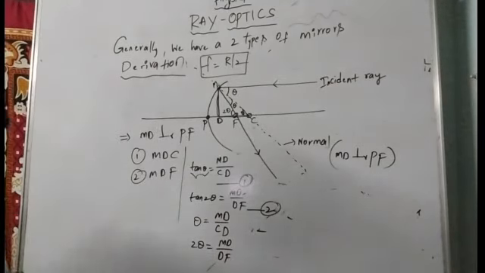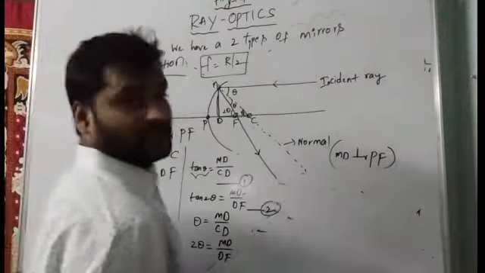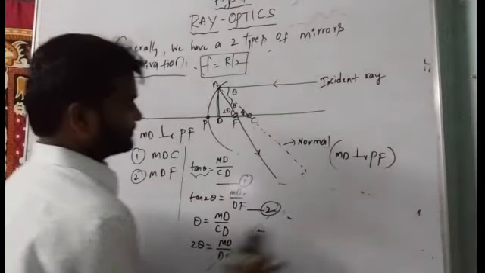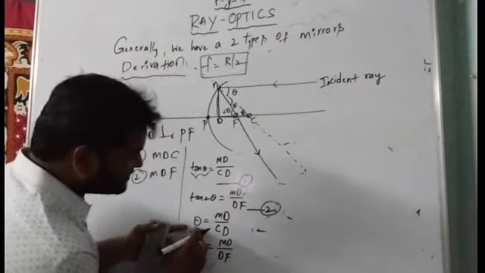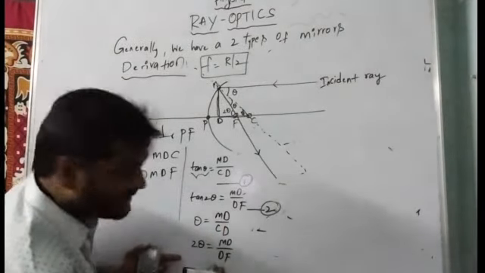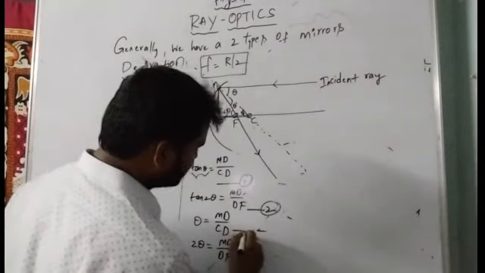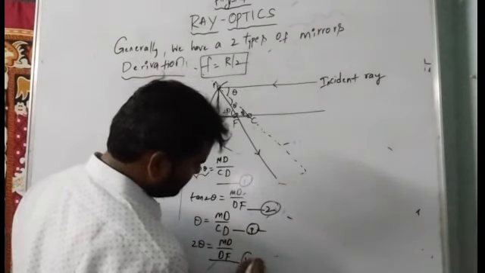From which we can write, see here, theta is equal to MD by CD, 2 theta is equal to MD by DF. Are you able to understand? So it is equation number 3, and this is equation number 4.